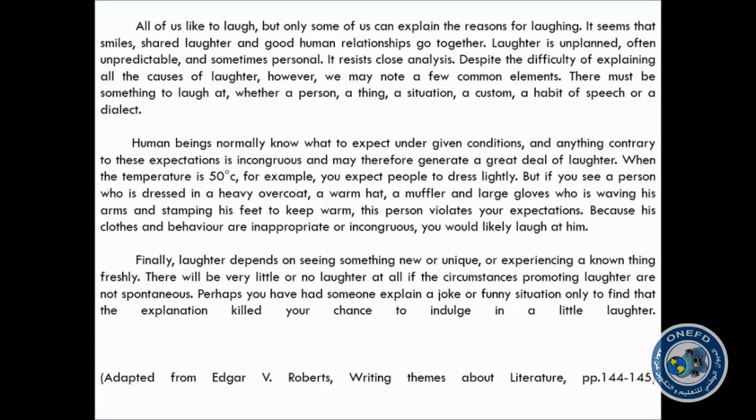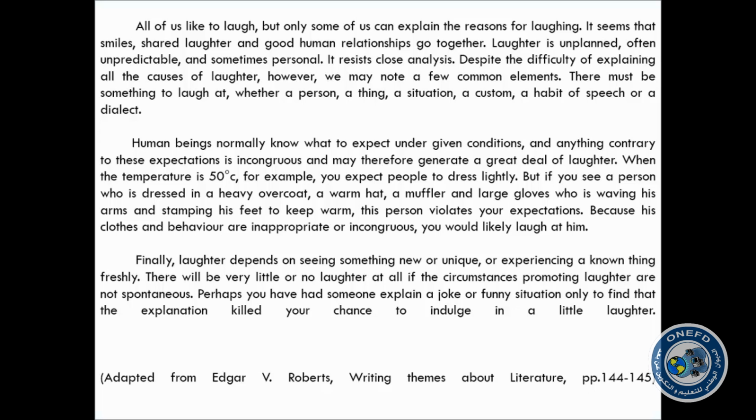All of us like to laugh, but only some of us can explain the reasons for laughing. It seems that smiles, shared laughter, and good human relationships go together. Laughter is unplanned, often unpredictable, and sometimes personal. It resists close analysis.